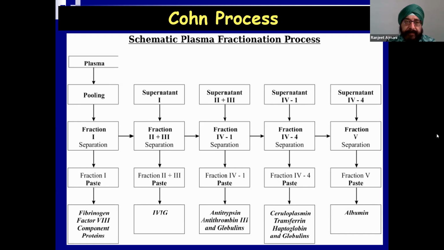From fraction 1, you get fibrinogen, factor 8, and other component proteins. Then from fractions 2 and 3, you can get IVIG. From fraction 3, you can get antitrypsin, antithrombin, and globulins. And from 4, you can get some more proteins. And from the last, fraction 5, you get the albumin. So albumin comes towards the end of the chain in the Cohn technology.